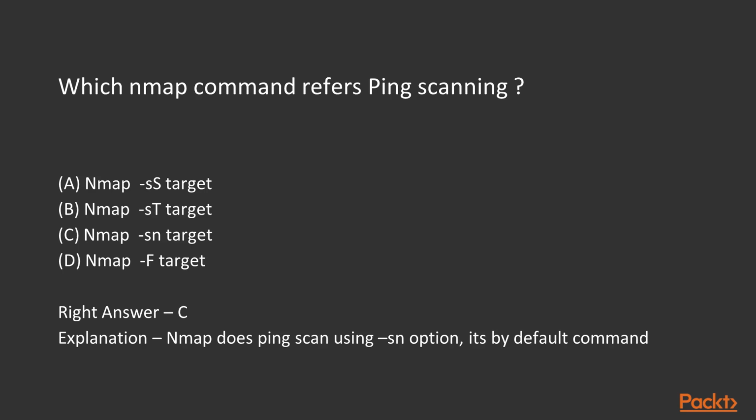Which Nmap command refers to ping scanning? Ping scanning means, for example, if we want to check whether the target is running or not, we can send some ICMP packets to the target to check. So that is called ping scanning. So this is a very simple question. I already told you that those are for stealth scan, TCP and ping scan, and this is for quick scan. So C is the right answer. -sn can be used. Nmap does ping scan using the -sn option, right? So you need to remember it's the default command.